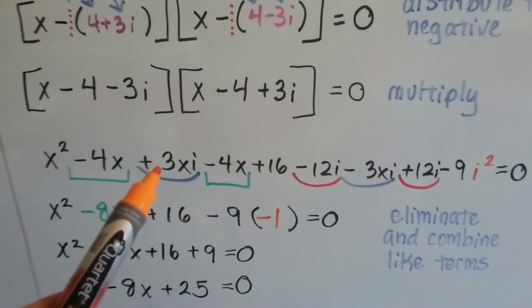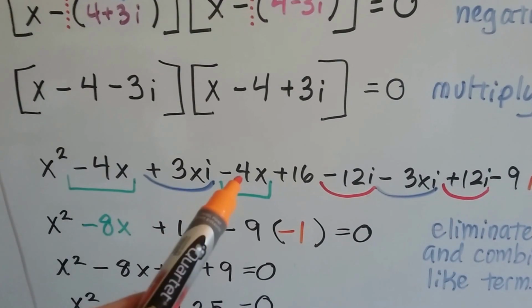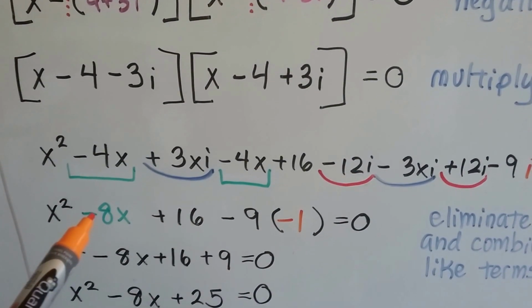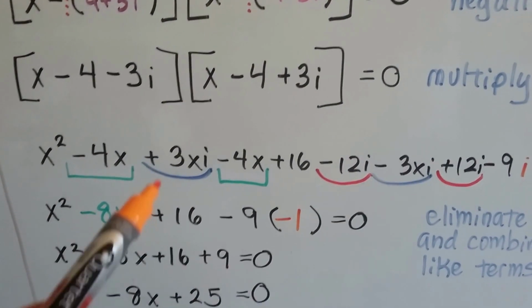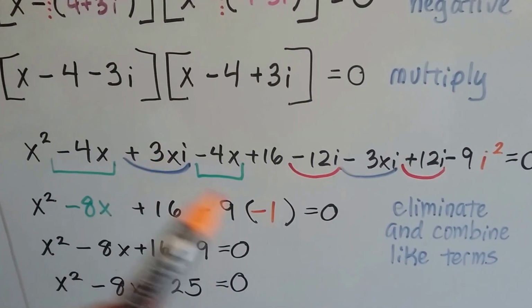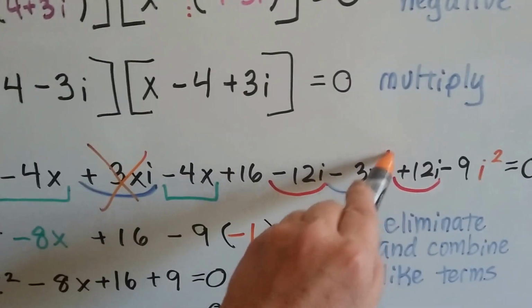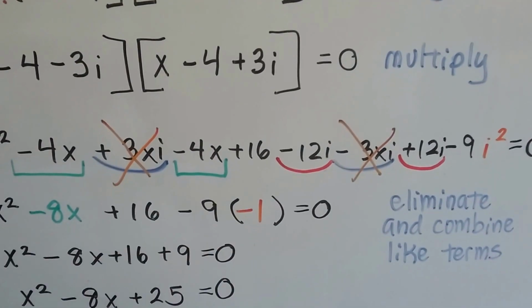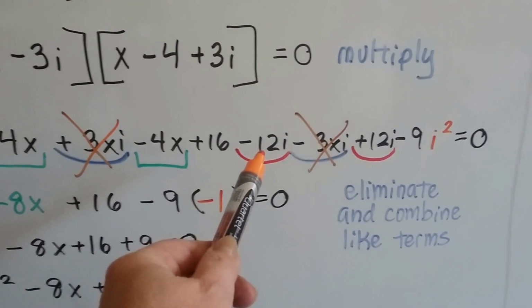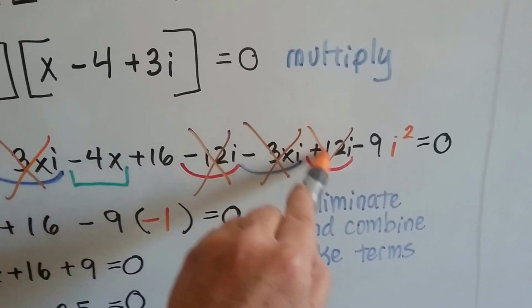So we can see right away that we've got this green one, a minus 4x and a minus 4x. That can give us a minus 8x when we combine them. And we have a positive 3xi and a negative 3xi. And those are going to be eliminated, right, as additive inverses. We have a minus 12i and a plus 12i, and those can be eliminated as additive inverses.